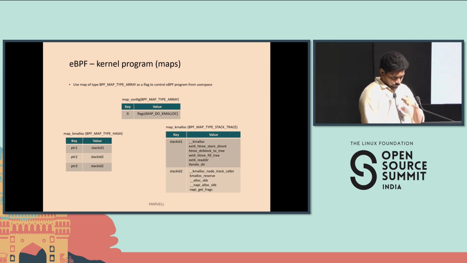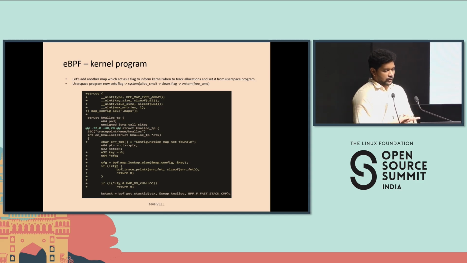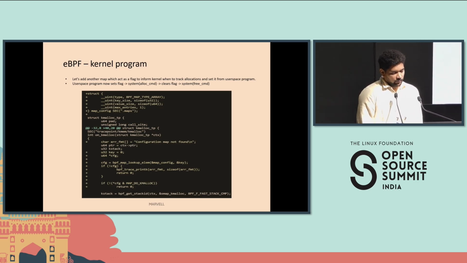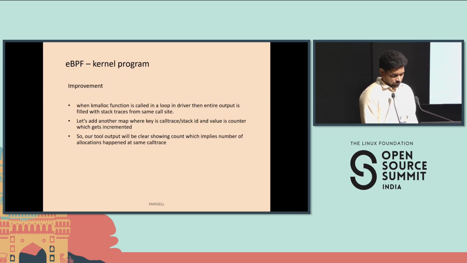And what I do with this map is, the user space program looks like this: it sets this flag, calls the alloc command, clears the flag, and calls the free command. In kernel space, I first check this config map, and only if the flag is set do I track allocations; otherwise I simply return 0. So if the free command, like bringing down the interface, is a cause of kmalloc, it won't be tracked at all, because that flag is not set. This is an improvement.